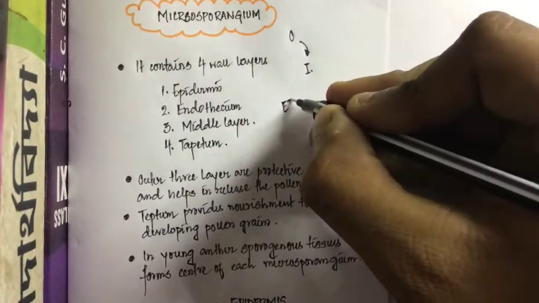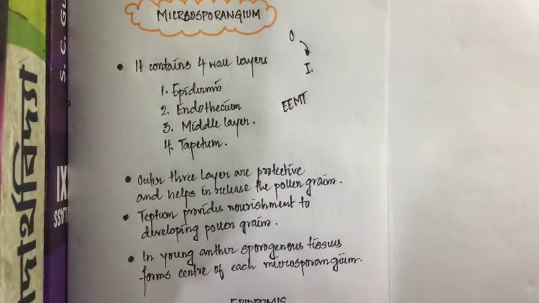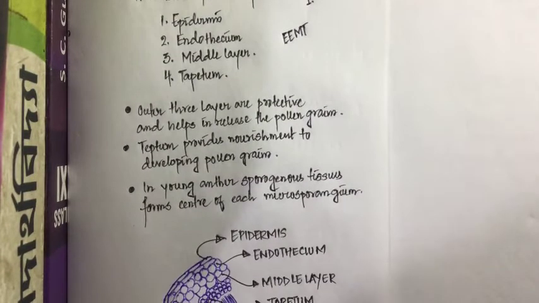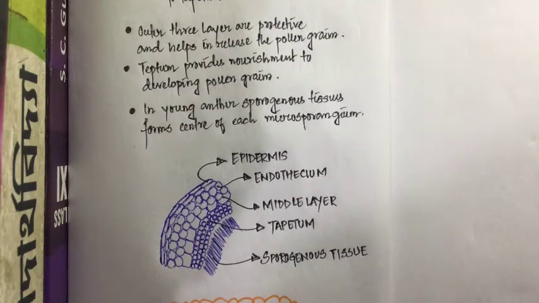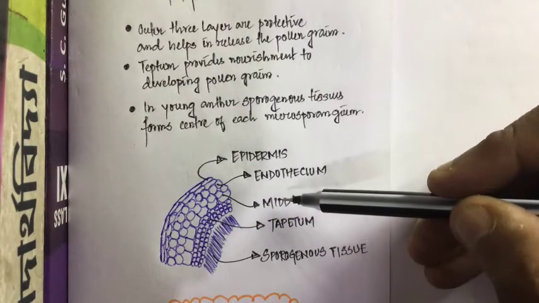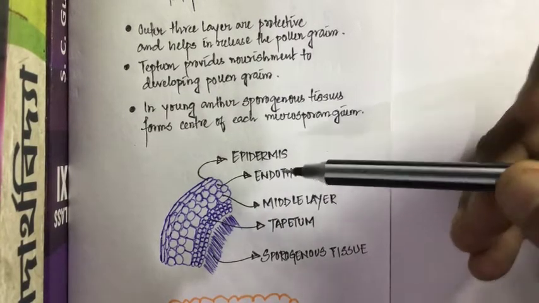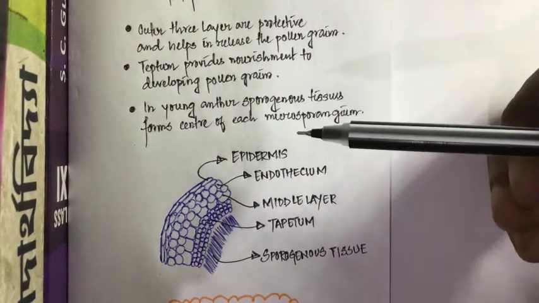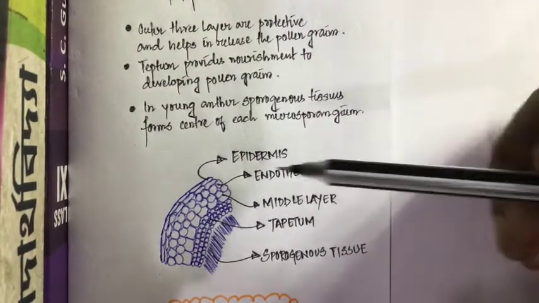You can remember it by the term EEMT. The first E stands for epidermis, second one for endothecium, third one for middle layer, and fourth one is for tapetum. The outer 3 layers are called the protective layers and help in the release of pollen grains. Which outer 3 layers? Epidermis, endothecium, and middle layer. These 3 layers help in protecting the whole microsporangium, and they also help in the release of pollen grains. Clear?